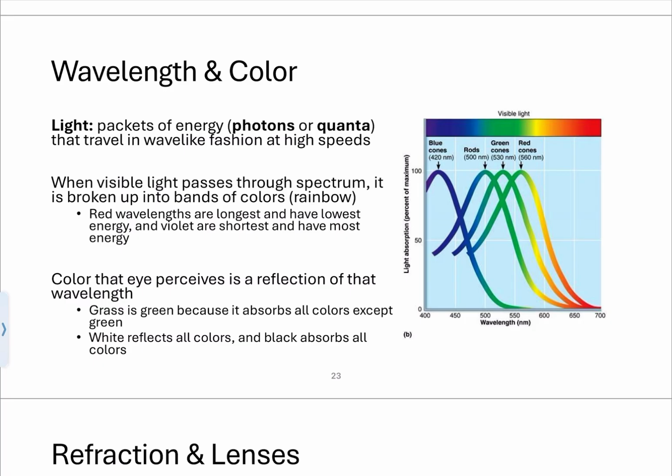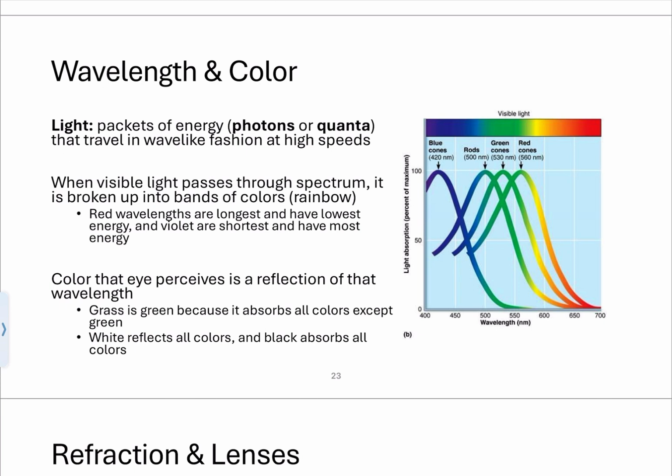So within the visible spectrum, our red wavelengths are going to be our longest, at the 700 nanometer range of the visible light spectrum, and they're also going to have the lowest energy. Our violet wavelengths are going to be the shortest wavelength that we have at 400 nanometers, but they're also going to be the most energetic.